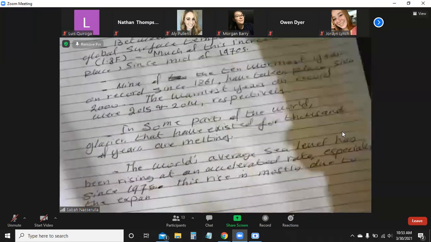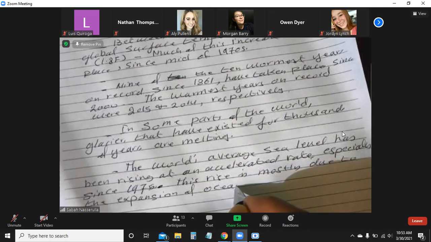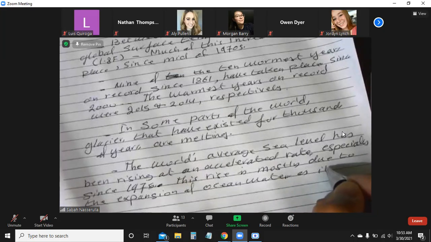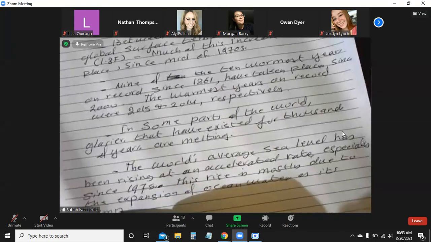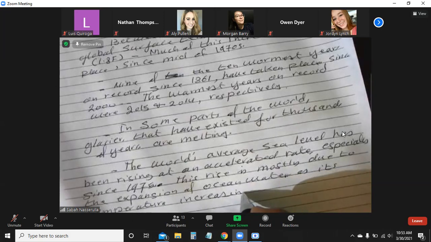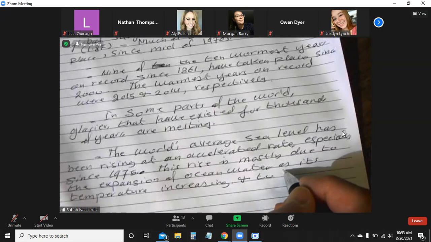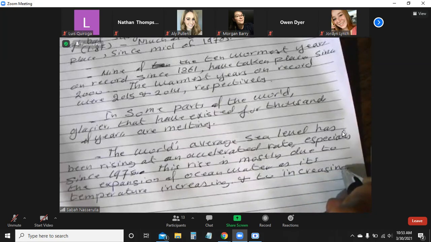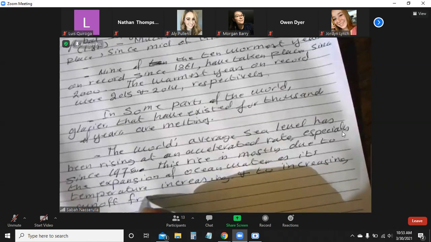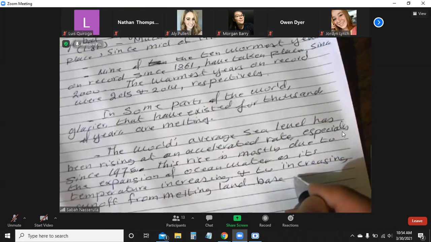Because when the temperature increases, this leads to the expansion of ocean water as its temperature increases. This is also one factor, and the other one is the increasing runoff, as we call it, from melting land-based ice.